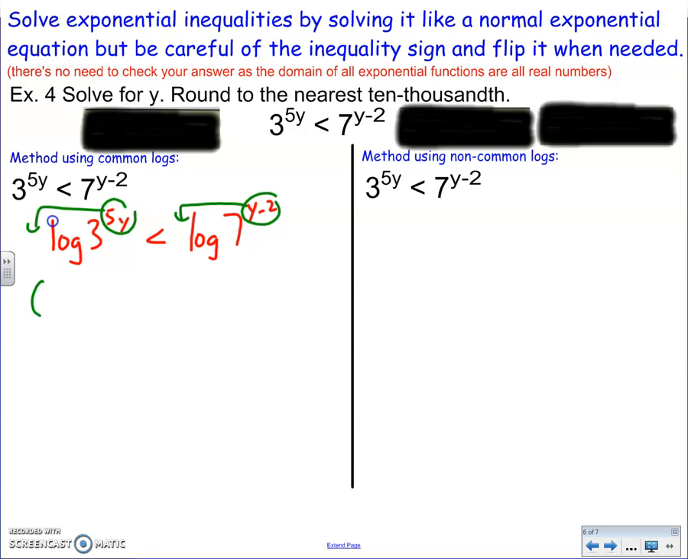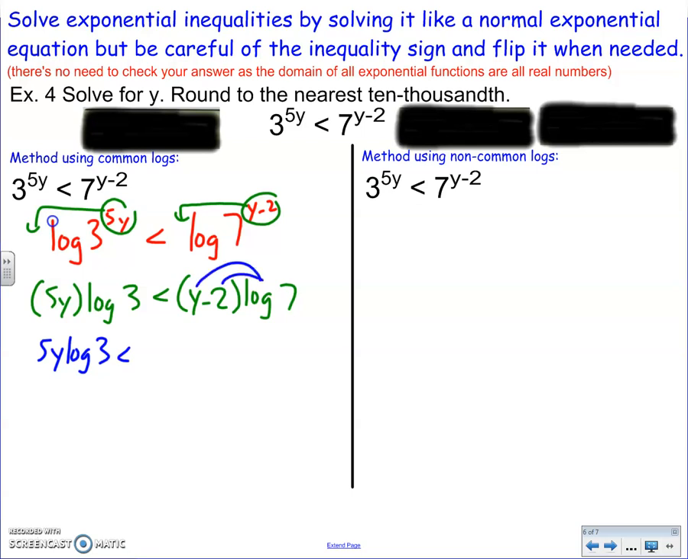So really, this is going to be 5y times log base 10 of 3, less than, this will be y minus 2, times log base 10 of 7. Again, log of 3 is just a number, log 7 is just a number. This left side is good. That's 5y log 3. But over here, I have to distribute. This is 2 things times 1 thing, so I'm going to distribute like this. So I get y times log of 7 minus 2 times log of 7.